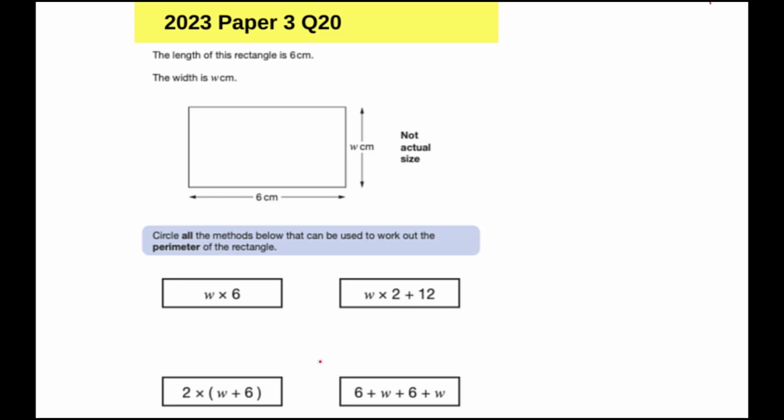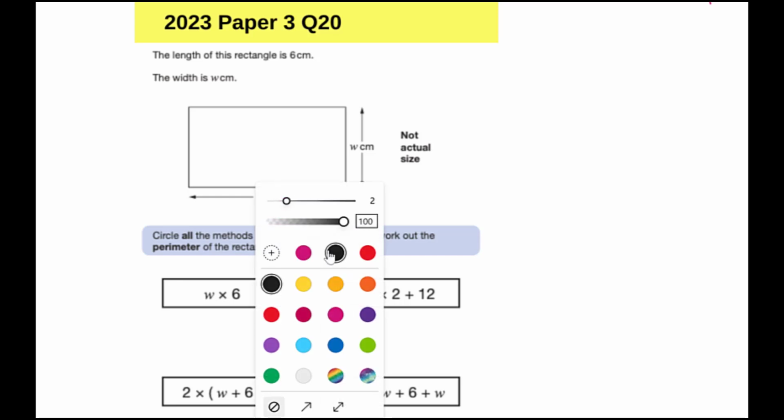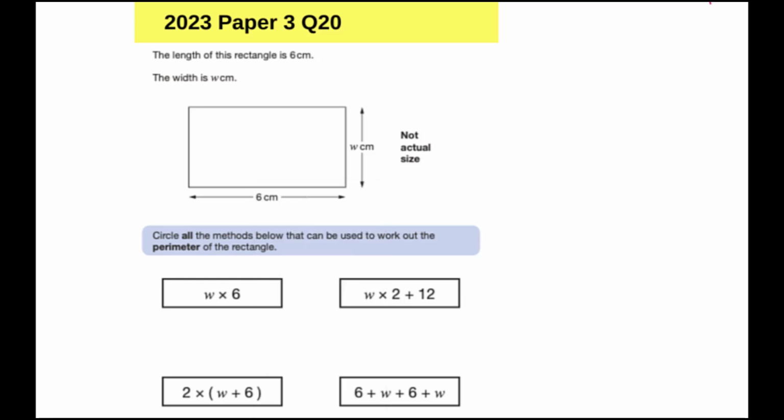Paper 3, question 20. The length of this rectangle is 6 centimetres. The width is W centimetres. Anytime we have a letter to replace a number, we are working with algebra. Again, we have this, not actual size. That means do not use a ruler to try and answer the question. You use maths and information to work out the answer, not a ruler.